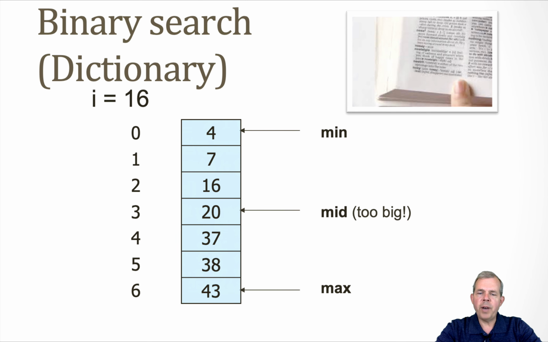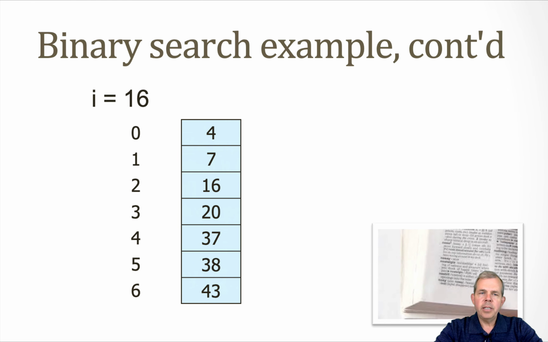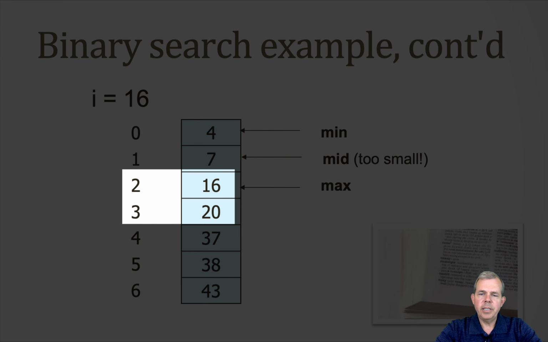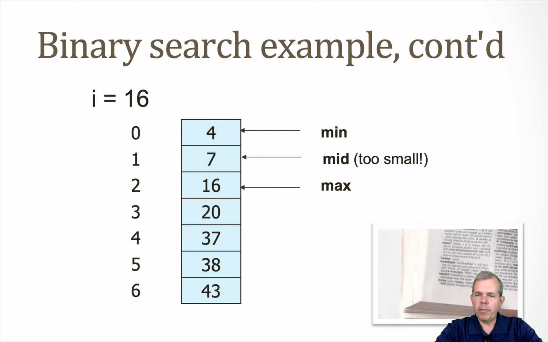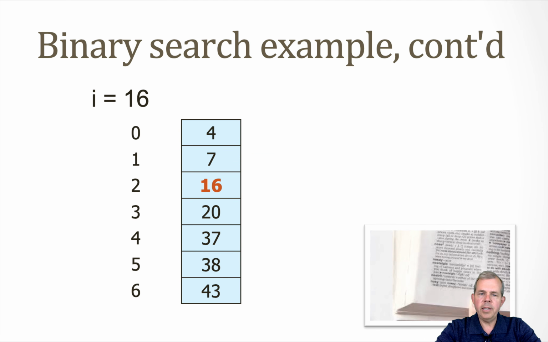So now we're going to redefine the min and the max. So the min and the max now become, the first is the min, and then the max is going to become the one just before 20. So we're going to take the new min and max, and we'll have a mid. Well, the mid is too small, so now we're going to go between position 1 and 2, and it says, well, actually I found this is the perfect mid-max area, and I found 16.